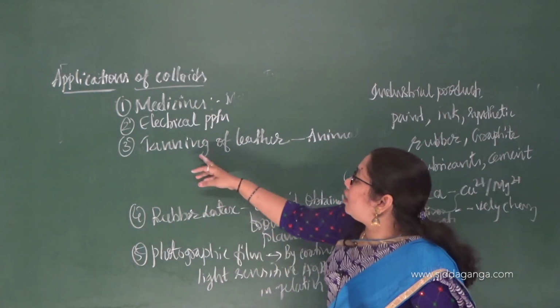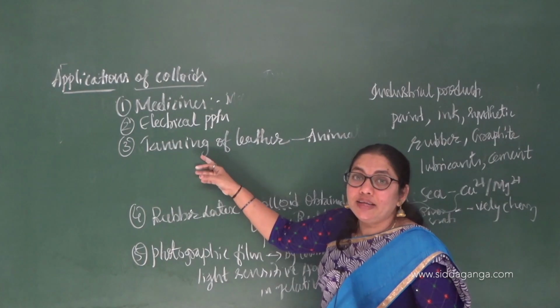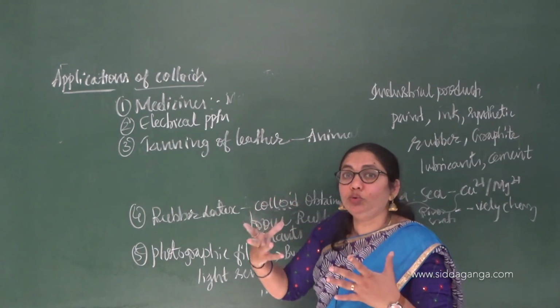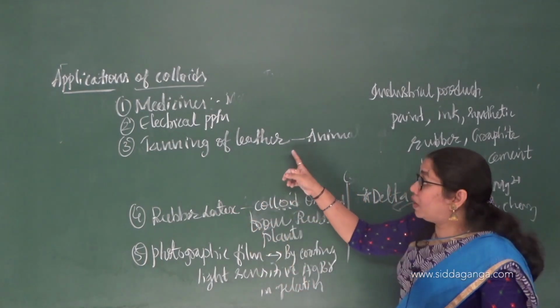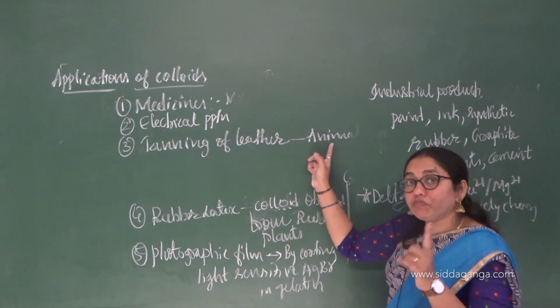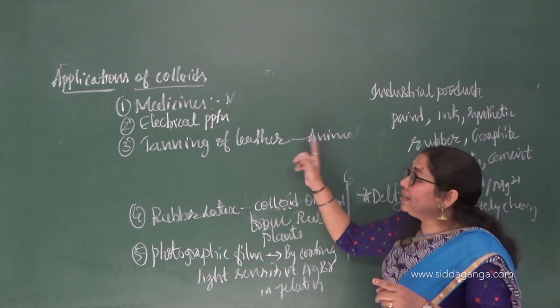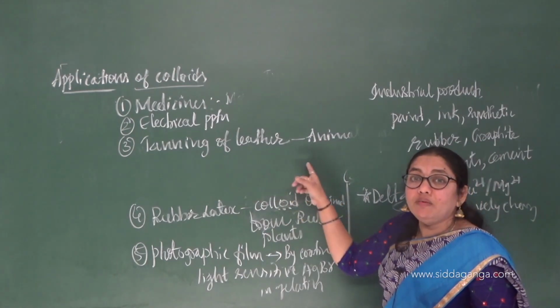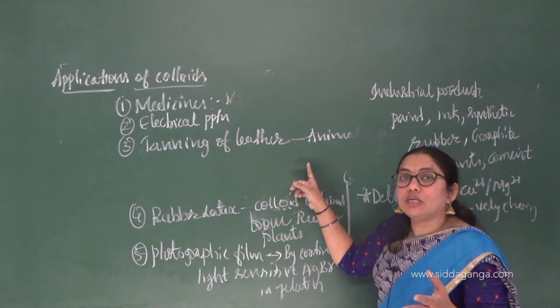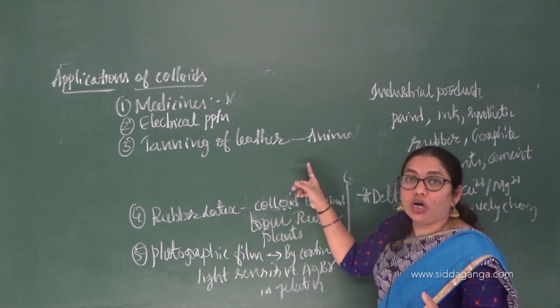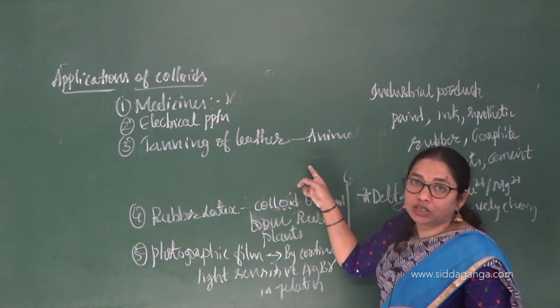And then they are also used in tanning of leather, because leather will be very smooth. See here, you have to remember again, animal hide is positively charged, and the tannin that you add for that will be negatively charged. So their mutual coagulation takes place.